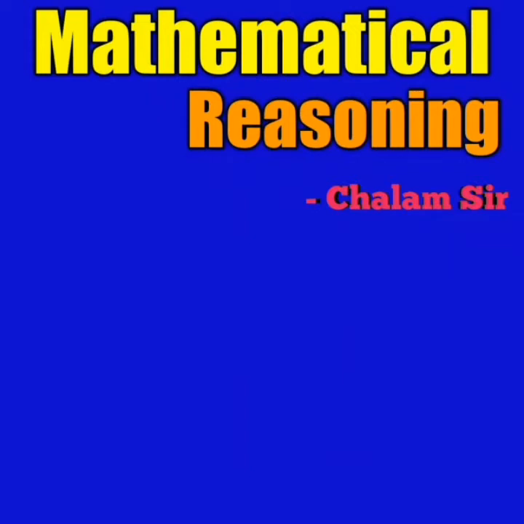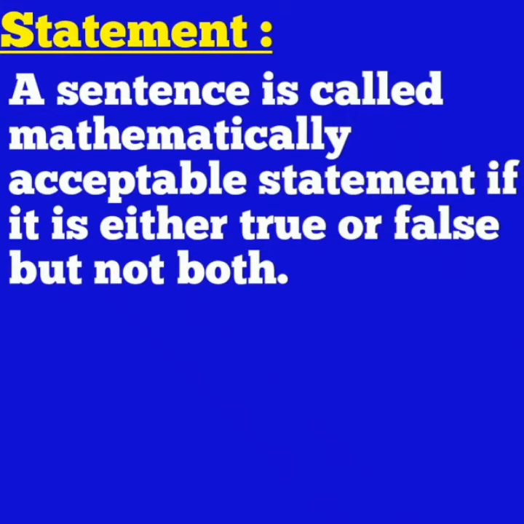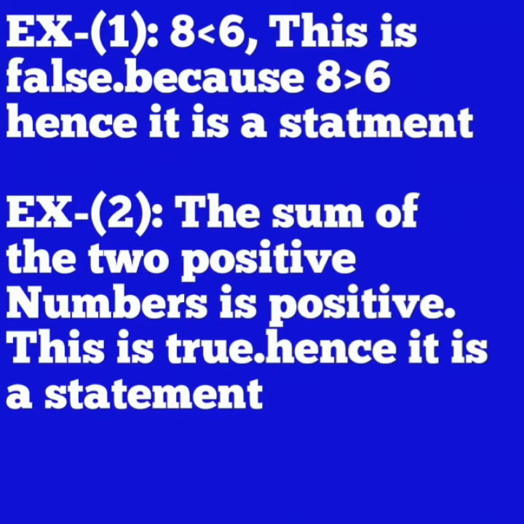Now I am going on. Topic is mathematical reasoning. A sentence is called a mathematically acceptable statement if it is either true or false, but not both. Example 1: 8 less than 6. This is a false statement because 8 is greater than 6. Hence, it is a statement.